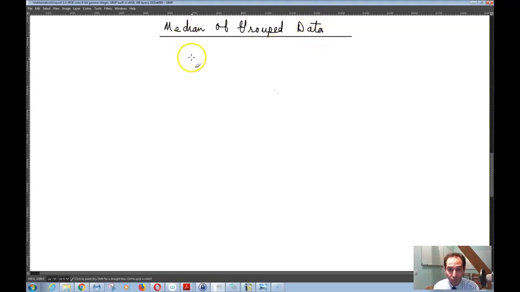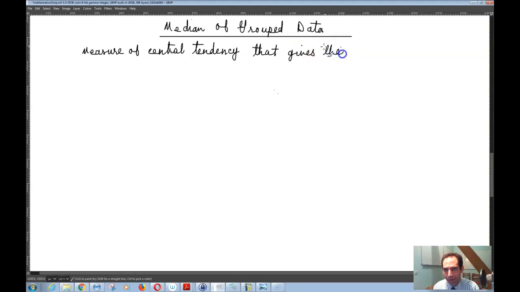Okay, so basically you remember from the previous videos that the median is the measure of central tendency, which gives the value of the middlemost observation in the data. So it's the measure of central tendency that gives the value of the middlemost observation in the data.